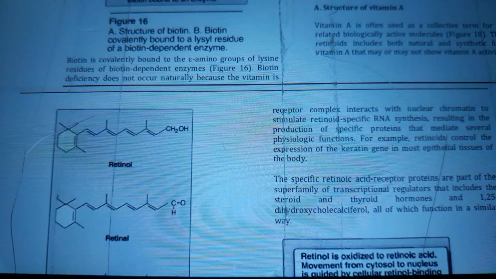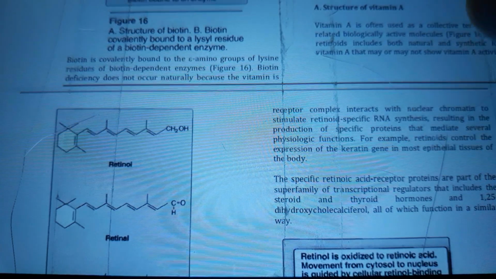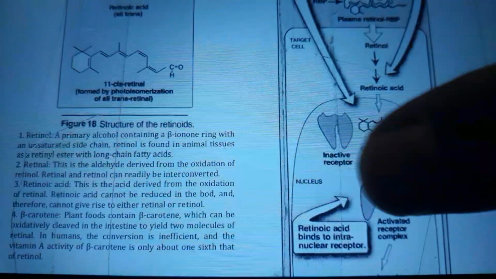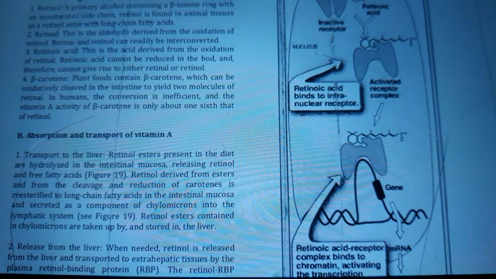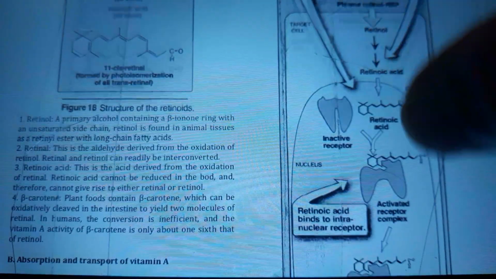Structure of vitamin A. Vitamin A is often used as a collective term for several biologically active molecules. The term retinoids includes both natural and synthetic forms of vitamin A that may or may not show vitamin A activity. Right? Below the picture, we have the details, where retinol, a primary alcohol, contains a beta-ionone ring with an unsaturated side chain. Retinol is found in animal tissues as a retinyl ester with long-chain fatty acids.